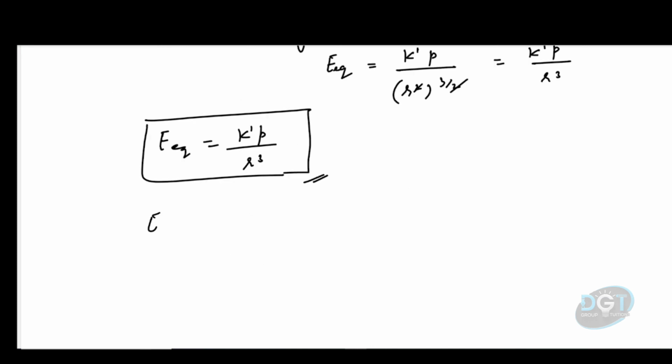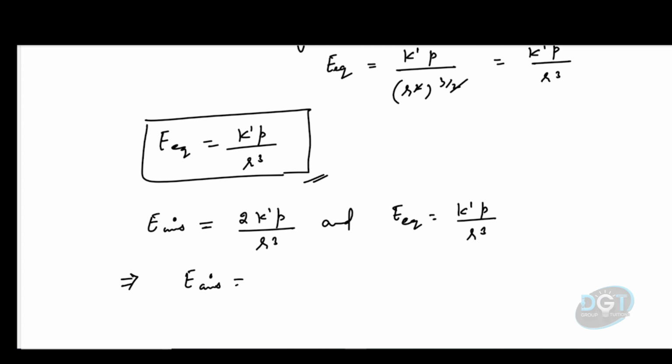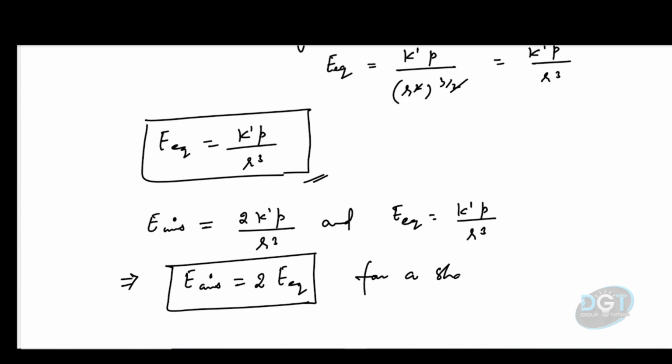Now if we see E axial, electric field at any axial point for a short dipole, it is 2K dash p upon r cube, and electric field at any equatorial point due to an electric dipole which is short is given by K dash p by r cube. Thus we can say E axial is 2 times E equatorial for a short dipole. Hence, this relation is established.